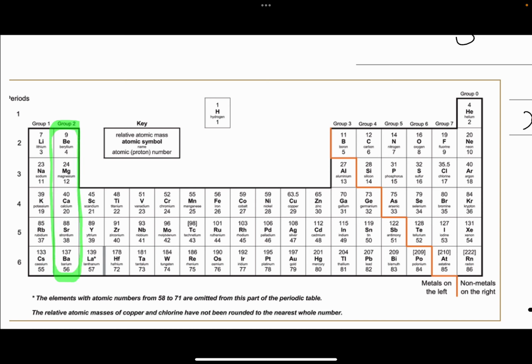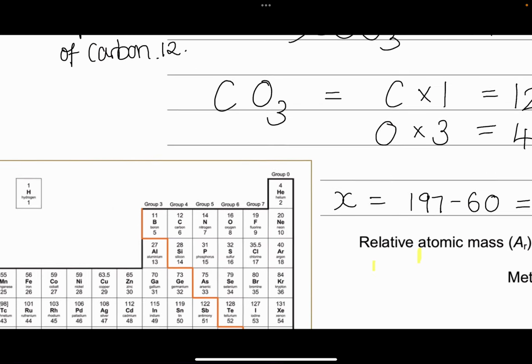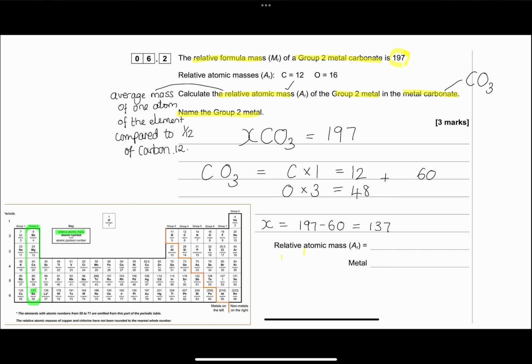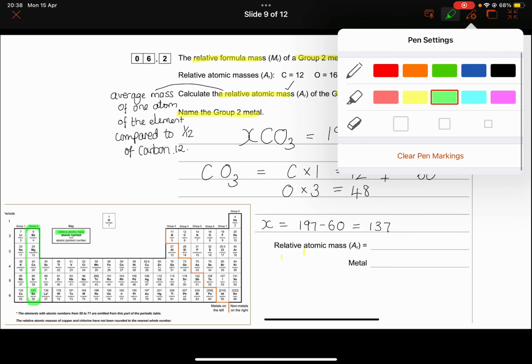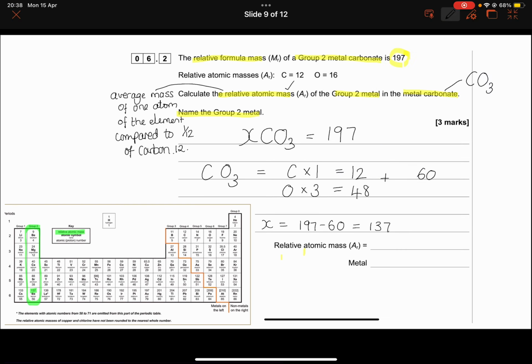I'm looking for a relative atomic mass. If I didn't know which number that is, I can use the key here. The relative atomic mass is the top number. Fantastic. I have got one that matches 137. If I didn't, I'd need to go back and check my calculation. But luckily it does match, and it is barium. So we've calculated the relative atomic mass and we have identified it as barium.